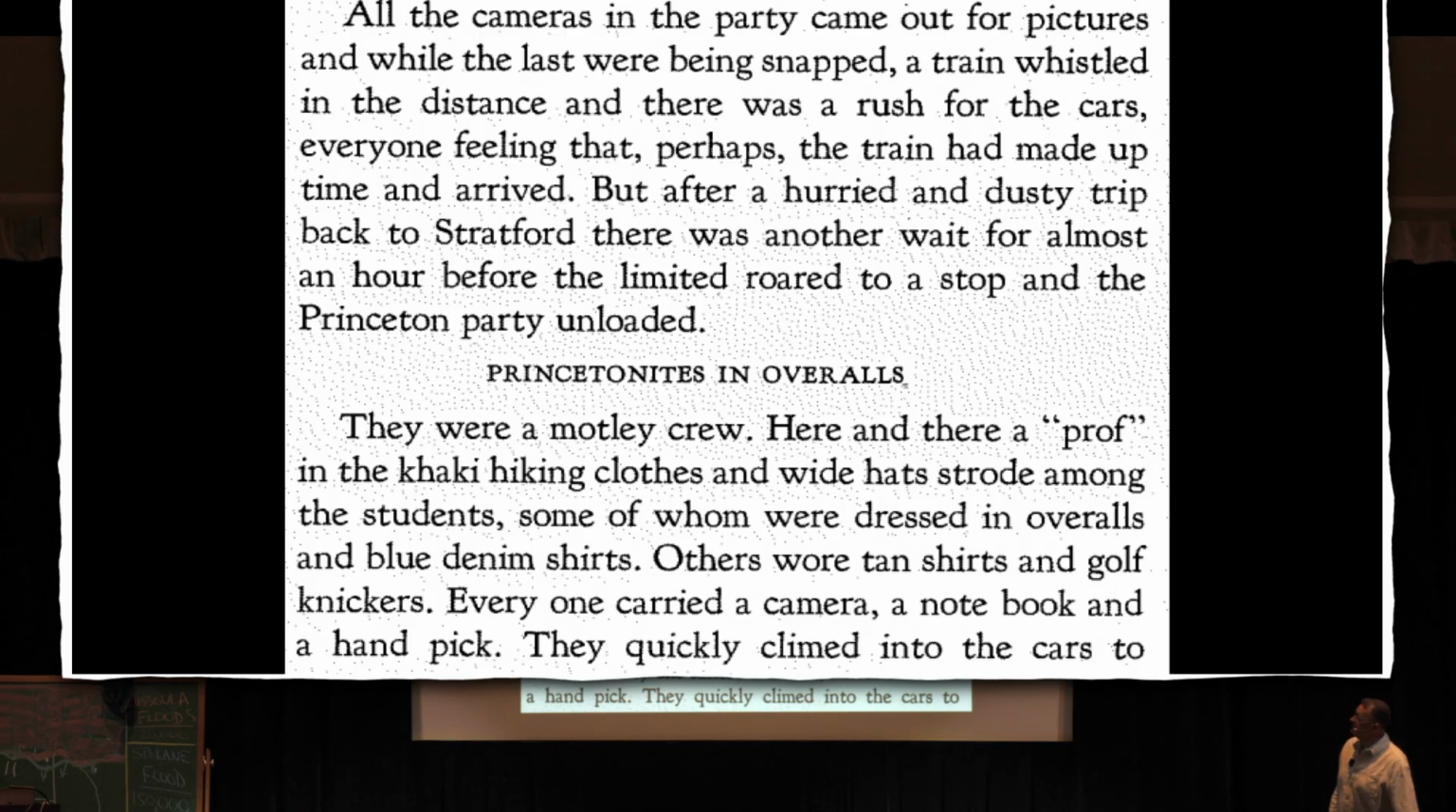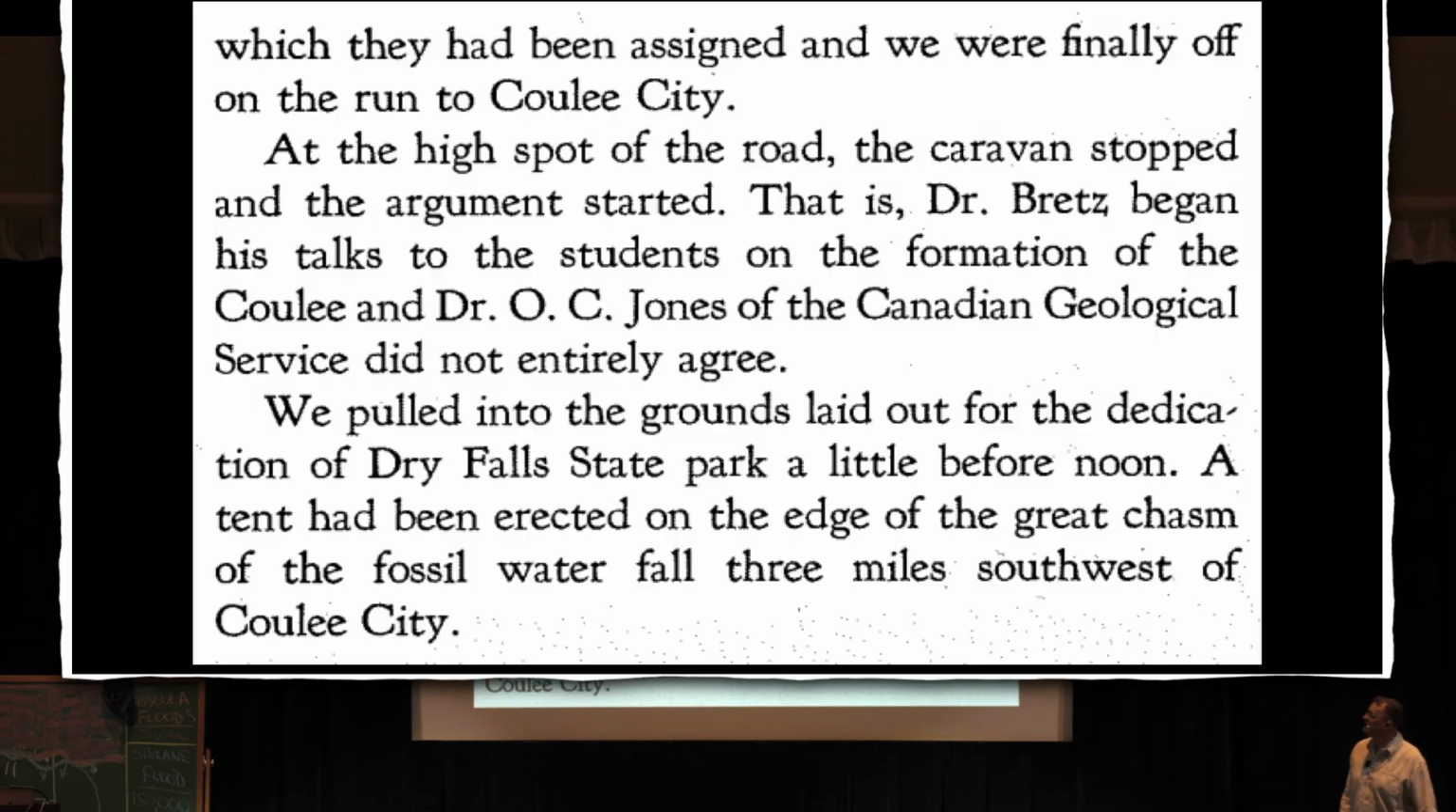The Princetonites in overalls, they were a motley crew here and there. A prof in khaki hiking clothes and wide hats strode among the students, some of whom were dressed in overalls and blue denim shirts. Others wore tan shirts and golf knickers. Everyone carried a camera. It's 1928, man, modern times. A notebook and a handpick. They quickly climbed into cars, which they'd been assigned, and we were finally off to run to Coulee City.